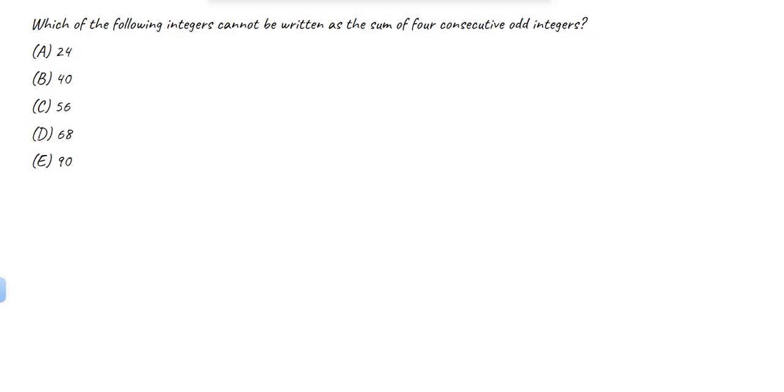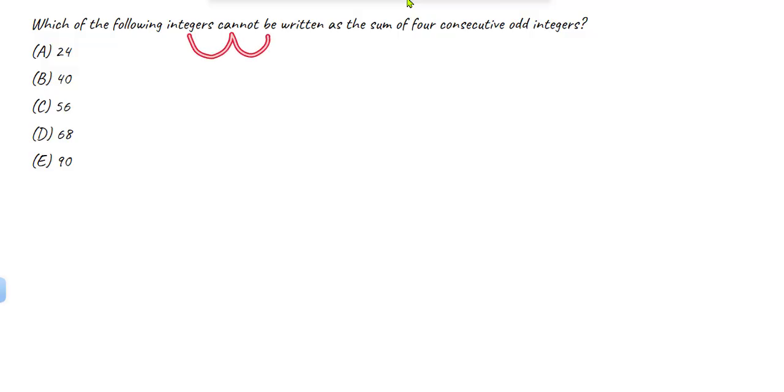Now, the question is to find which of the following integers can be written as the sum of four consecutive integers. Here it is four consecutive integers. All those numbers which are divisible by 4 can be written as the sum of four consecutive integers. And the number that is not divisible by 4 is the answer. So you are asked to find the number which cannot be written.